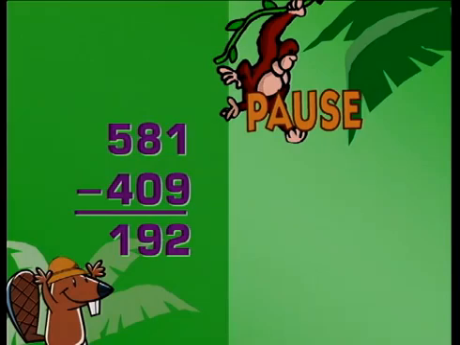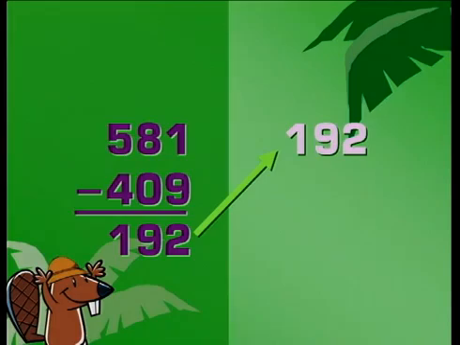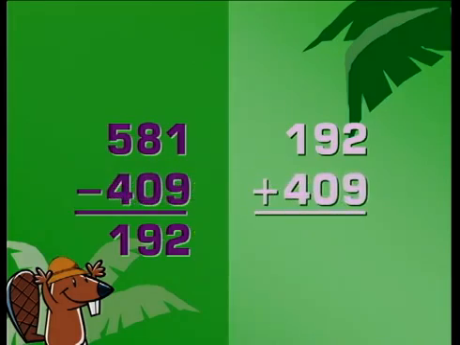All right, let's see what you got. I'm going to make my equation. 192 plus 409. Add them together. Okay, that's 11. And then, okay, and then 601.